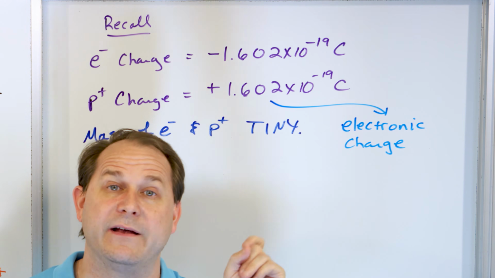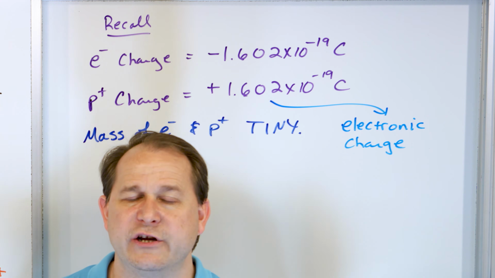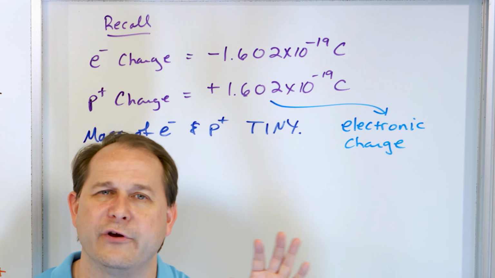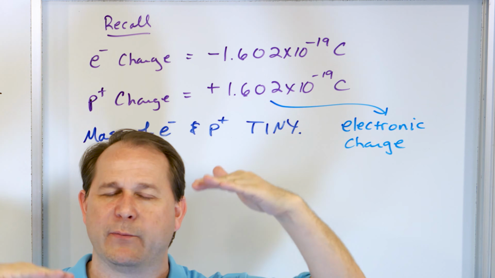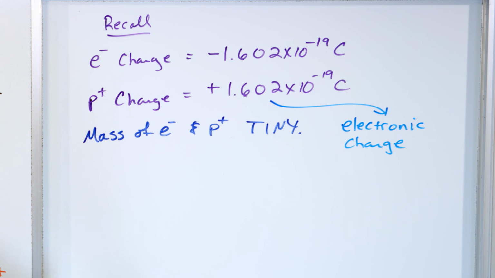And so protons have +1 charge and electrons have -1 charge. And that's going to be good enough for us because we don't care about the decimals. We just care about the imbalance between the protons and the electrons. And so we're just going to call this a charge of 1.